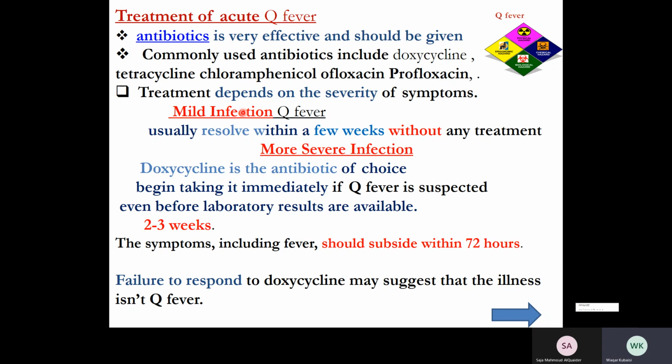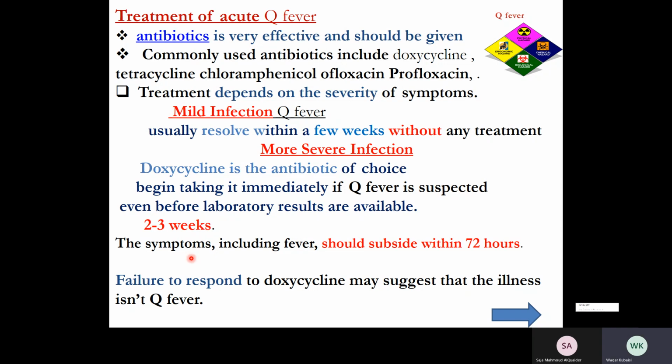In more severe cases, we give an antibiotic; doxycycline is the antibiotic of choice. If you suspect that the case is Q fever, you have to treat it immediately, even without laboratory results. If he has high fever or another mild symptom, begin treatment immediately if Q fever is suspected, even before laboratory results. We have to treat for 2 to 3 weeks.